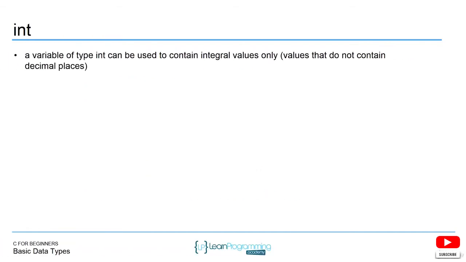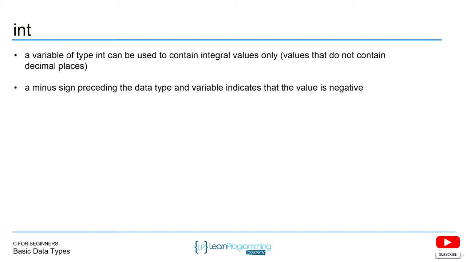So first, let's talk about the int. This is one of the most widely used data types. It's a data type that can store integral values, values that do not contain decimal places, whole numbers. You would use this data type when you create a variable int to store a number. You can also put a minus sign preceding the literal, and that indicates that the value is negative.